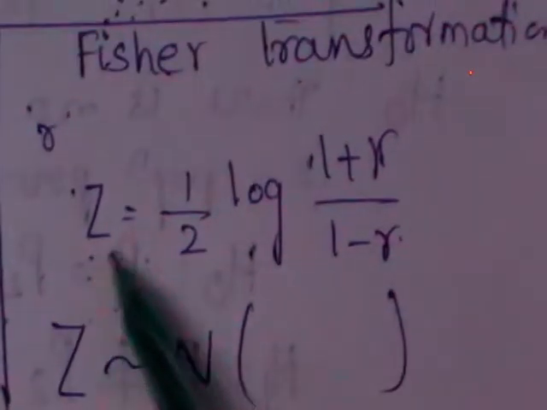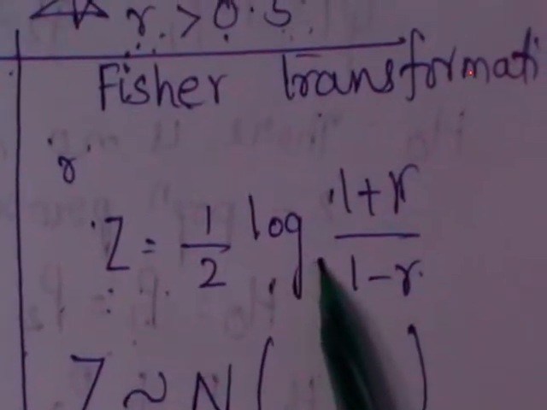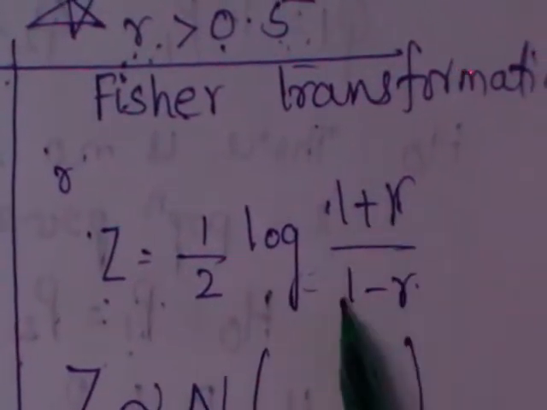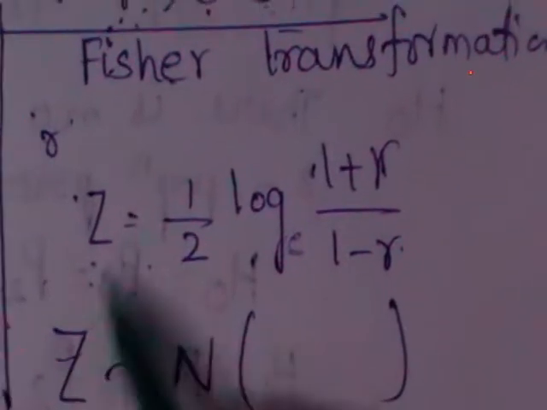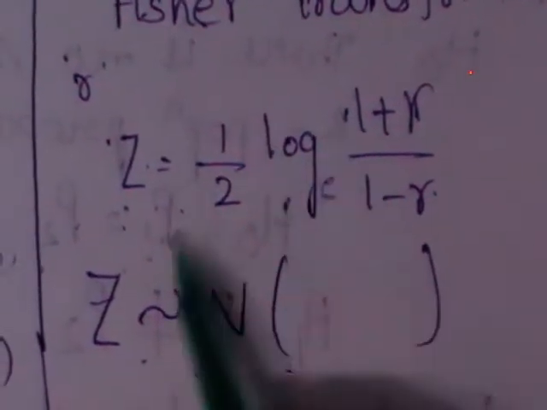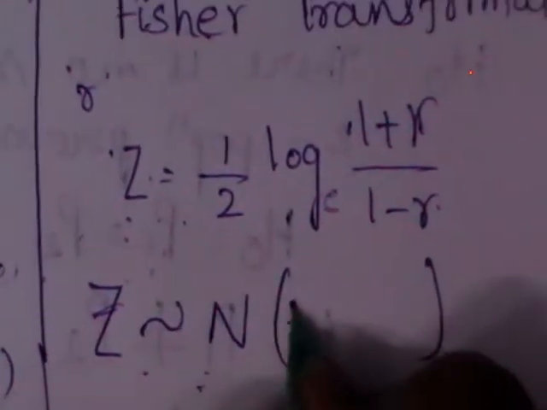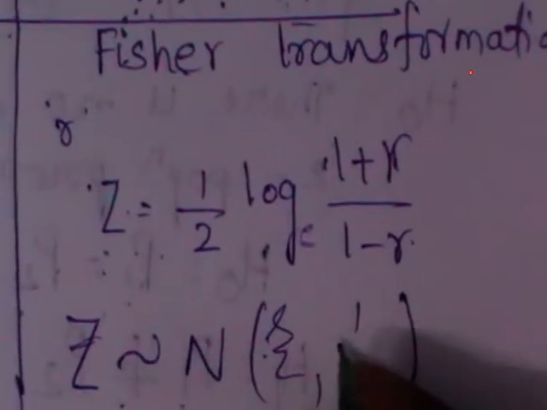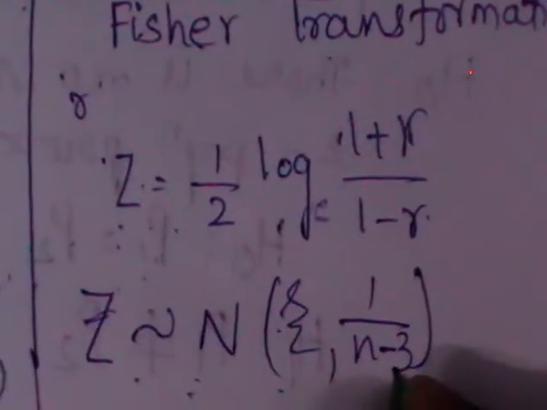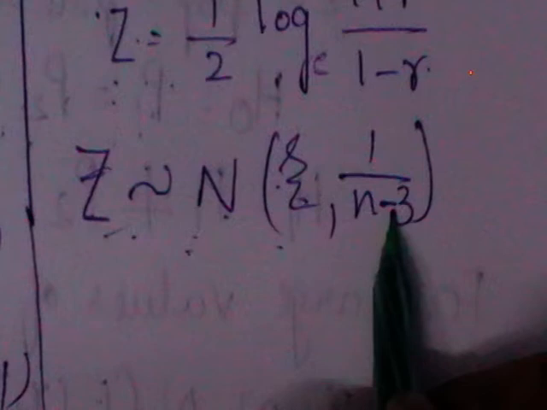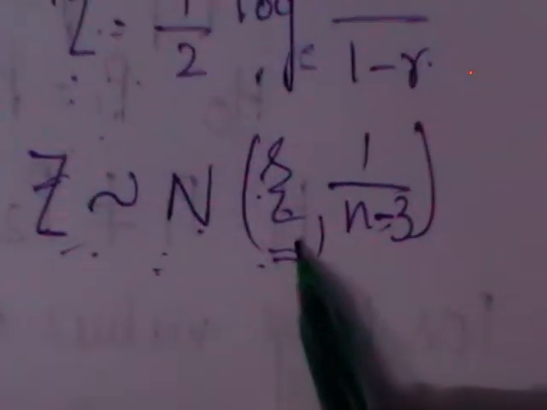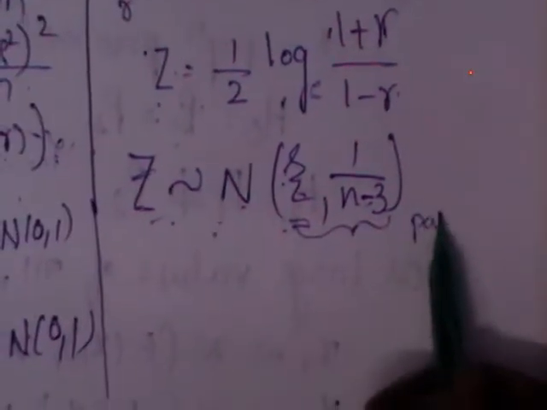What is Z there? Z is 1 by 2 log to the base e of (1 plus r) by (1 minus r). He observed that this Z, the transformation on r, is going to follow a normal distribution with parameters zeta comma 1 by (n minus 3). Means this Z is a normal variate with mean zeta and variance 1 by (n minus 3). So these are nothing but the parameters.